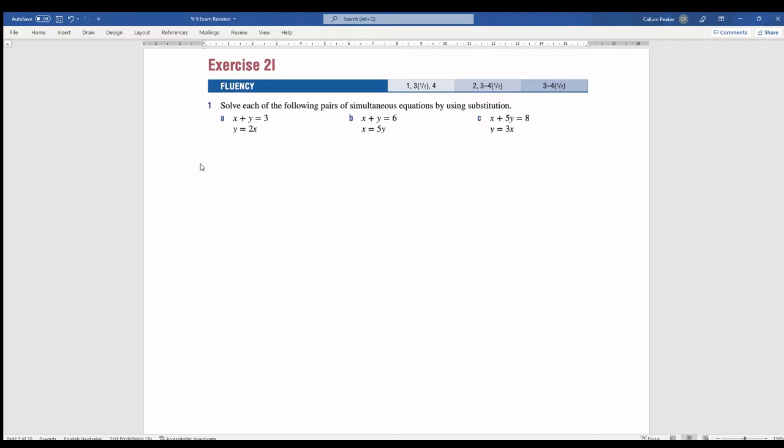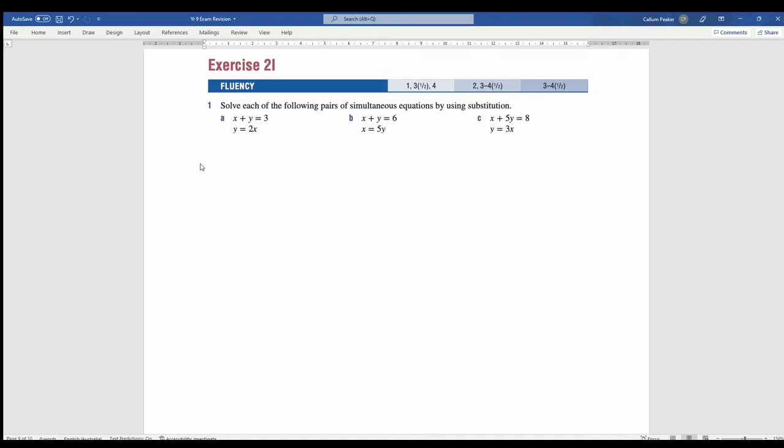Hello and welcome to the final video for this 5-part series where we look at each of the topics covered in this unit. So we're doing exercise 2I, and this is on using simultaneous equations with substitution. This is a small topic that will be expanded later.